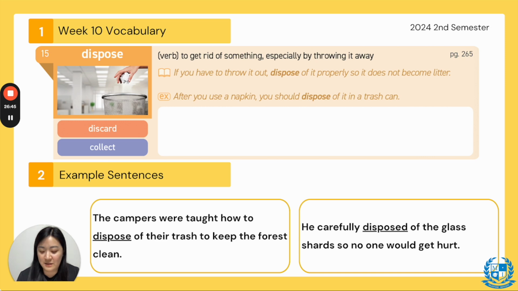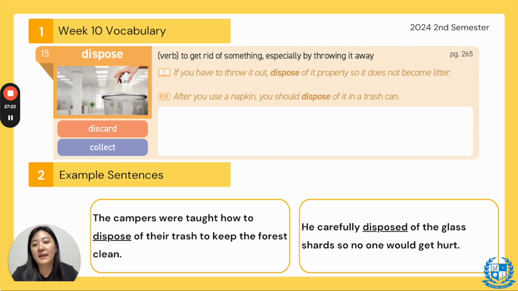In our TED Talks, in our textbook, it says, if you have to throw it out, dispose of it properly so it does not become litter. So instead of just throwing all your trash away, you should recycle some stuff first. So dispose of it properly. Example, let's read together. After you use a napkin, you should dispose of it in the trash can. Yes, don't just leave it at your table waiting for someone else to throw it away for you. You should dispose of it by yourself.